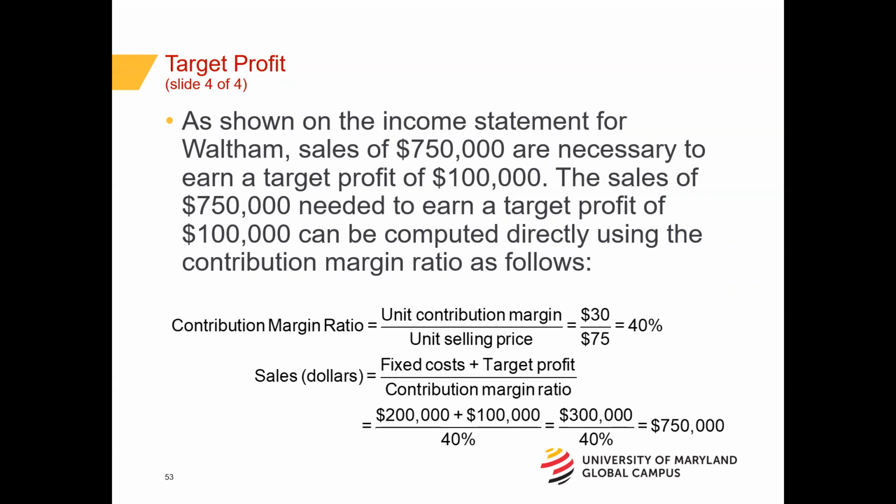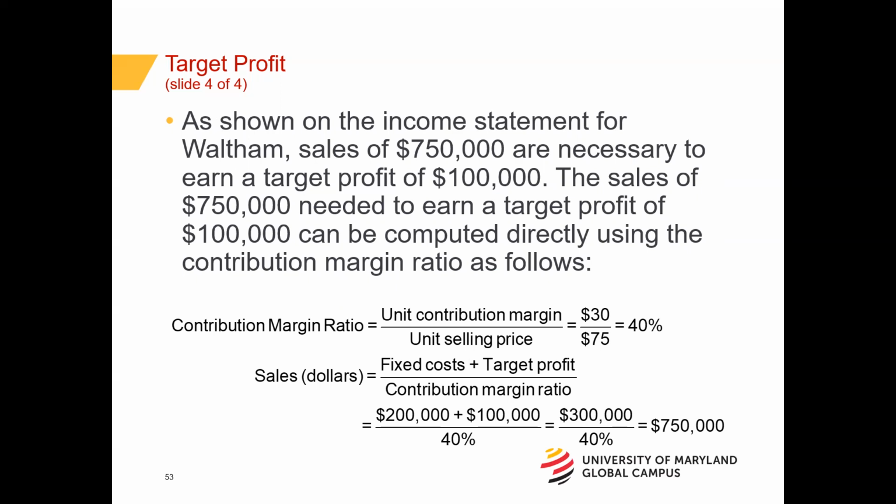Here's how it works. This tells me how much I need to sell to make 100,000. We know it's 750,000. How did we get that number? The first thing we do is figure out our contribution margin ratio. Unit contribution margin, we said it was $30. That was our sales price minus our variable cost equals unit contribution margin, $30. Divided by our sales price, $75, gives me a contribution margin ratio of 40%. Okay, so we got that down.